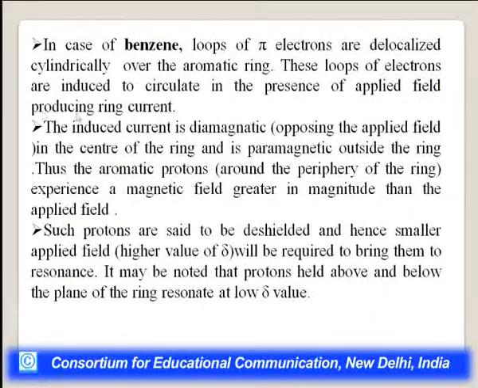In the case of benzene, loops of pi electrons are delocalized cylindrically over the aromatic ring, as we have seen in the previous slide. These loops of electrons are induced to circulate in the presence of the applied field, producing a ring current. The induced current is diamagnetic, opposing the applied field in the center of the ring, and is paramagnetic outside the ring. Thus the aromatic protons around the periphery of the ring experience a magnetic field greater in magnitude than the applied field. Such protons are said to be deshielded, and hence a smaller applied field will be required to bring them to resonance. It may be noted that protons held above and below the plane of the ring resonate at a low value.